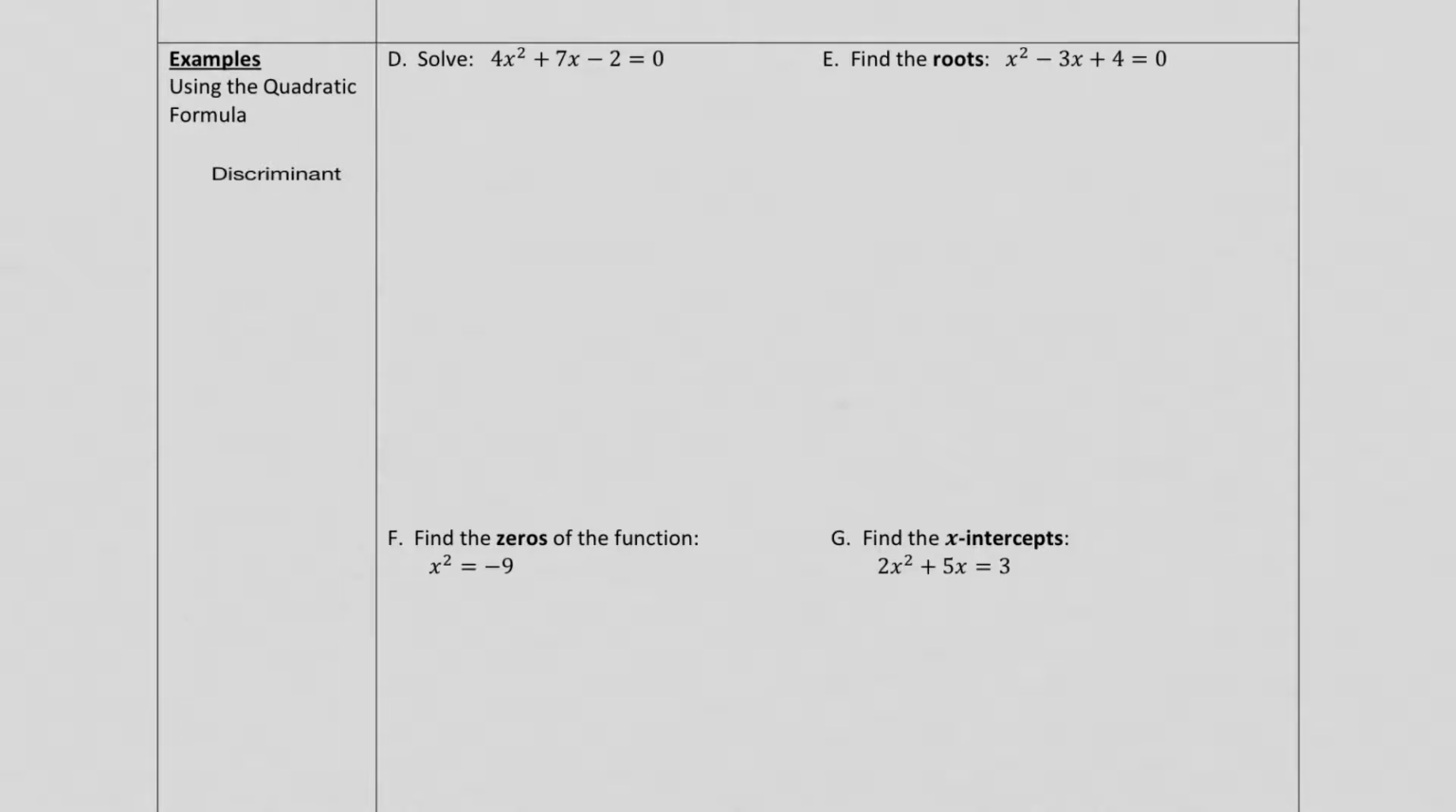Alright, guys, one point I do want to make with these examples now is notice how the questions are phrased, they have different terminology. For example, in example D it says solve, E says find the roots, F says find the zeros of the function, G says find the x-intercepts. These are all synonyms of each other, so I can ask the same question in these different ways, and I just really want you to solve the quadratic in these notes using the quadratic formula.